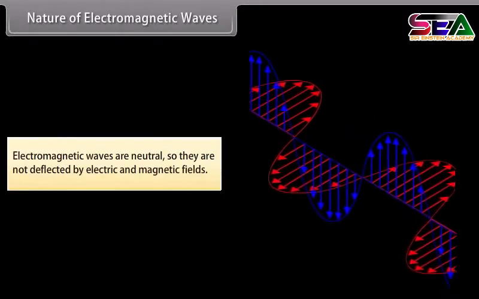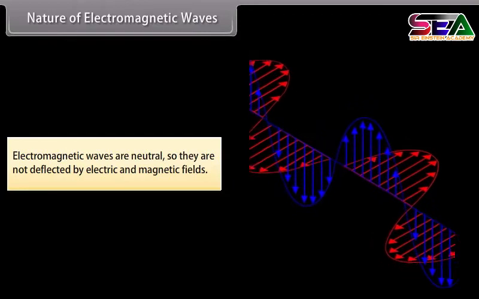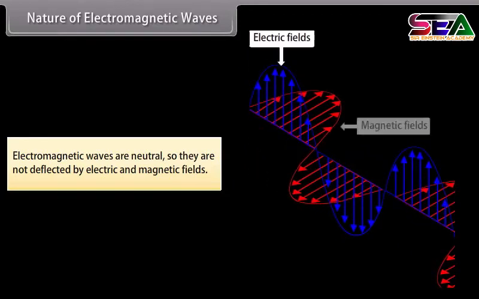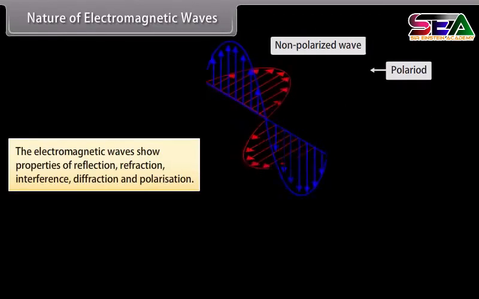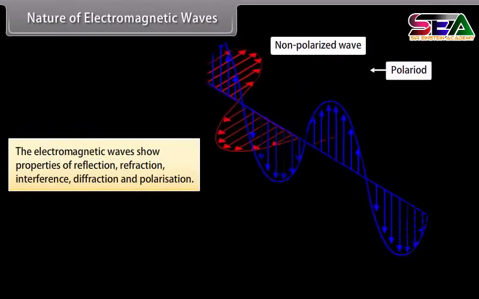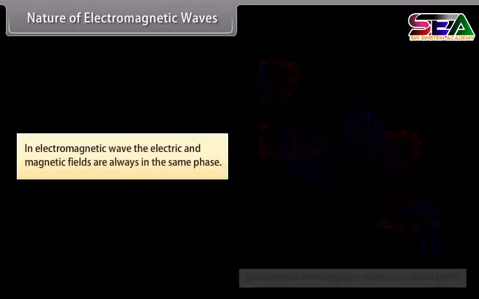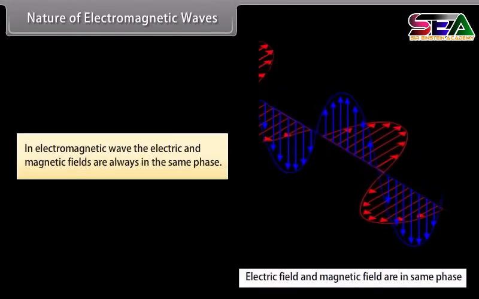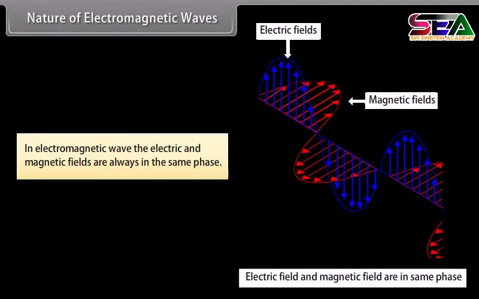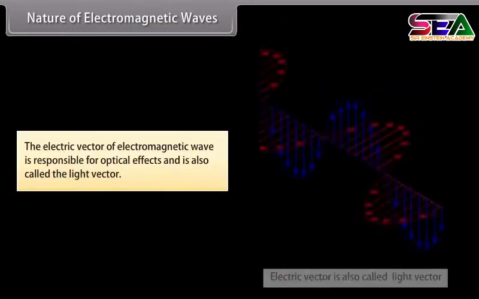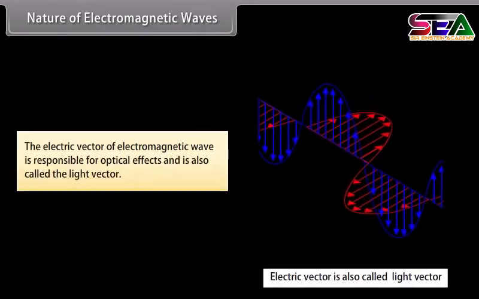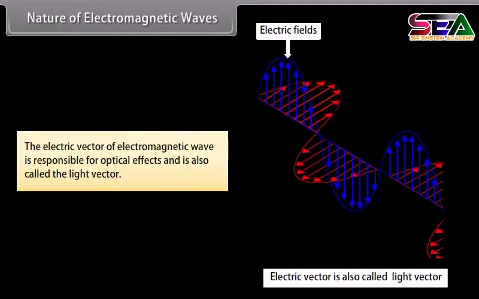Nature of electromagnetic waves. Electromagnetic waves are neutral, so they are not deflected by electric and magnetic fields. The electromagnetic waves show properties of reflection, refraction, interference, diffraction, and polarization. In an electromagnetic wave, the electric and magnetic fields are always in the same phase. The electric vector of an electromagnetic wave is responsible for optical effect and is also called the light vector.